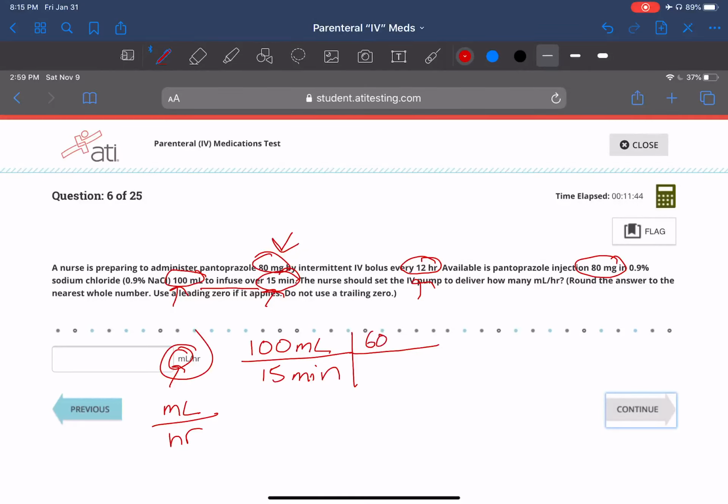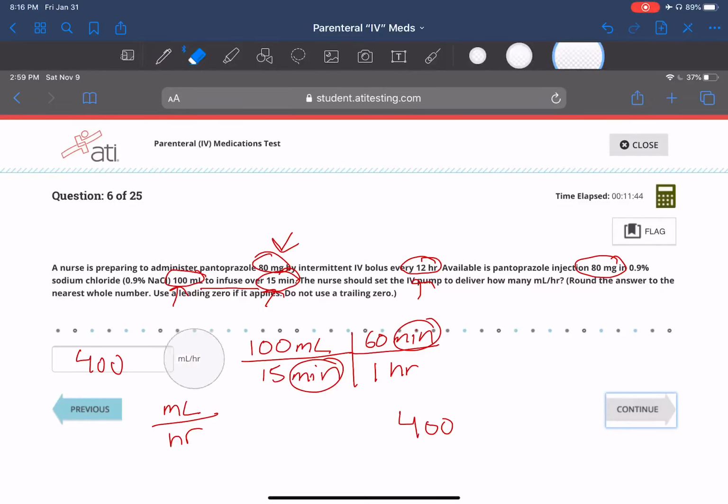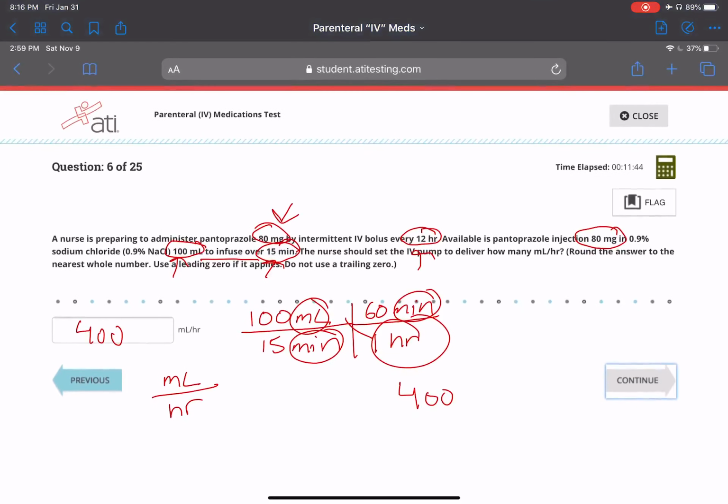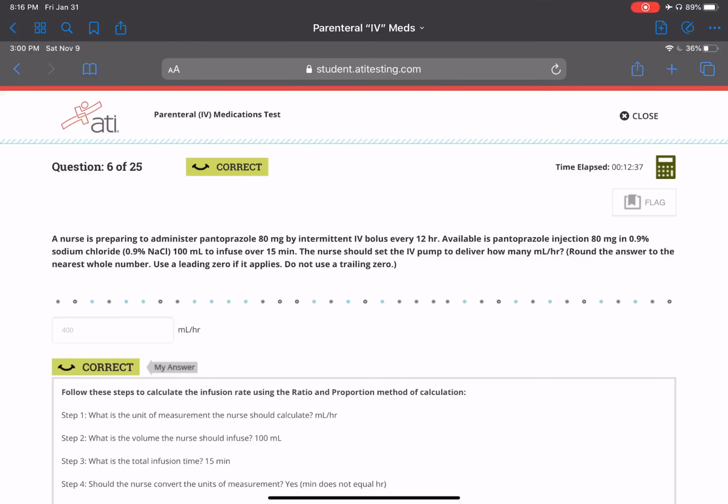So we have 60 minutes per 1 hour. So I want to make sure those minutes match up right here. And let's do that math really quick. Let me pull out my handy dandy calculator. So multiply across the top, 100 times 60, and then divide by the bottom. Divided by 15, divided by 1, and that equals 400. And they're asking for it in ml over hour, and we have ml over hour. So let's make sure that's right. And yes, it's 400.